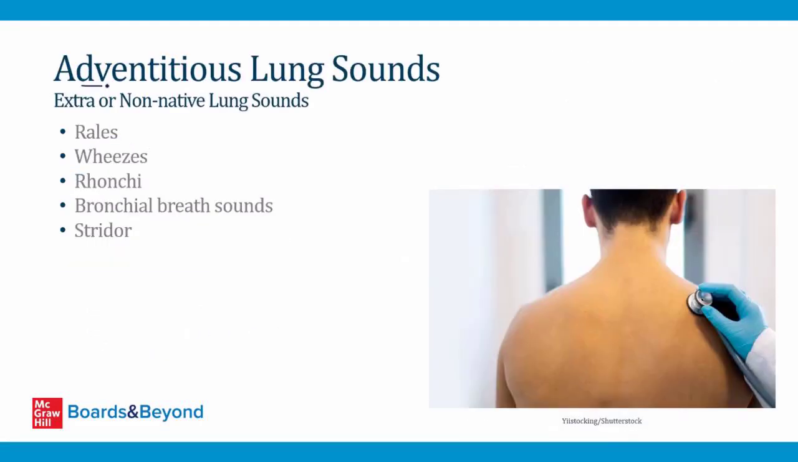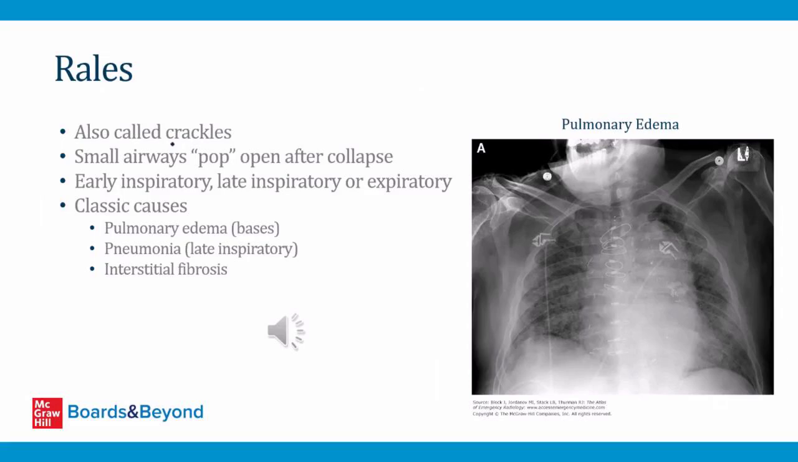Now let's talk about adventitious lung sounds, which is the term that's used to describe extra or non-native lung sounds. In other words, lung sounds that are pathologic and aren't heard in normal lungs. These are all sounds you hear with the stethoscope, like what's shown here. And we'll go through all of these in the next few slides. So rales are also called crackles. This is a sound that occurs when the small airways pop open after they have collapsed for some reason.